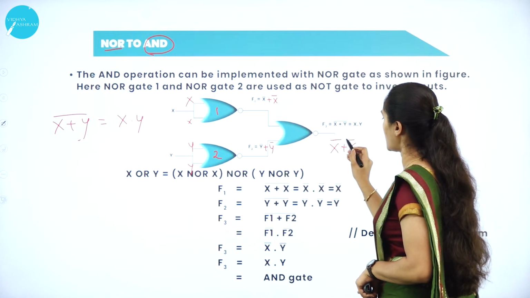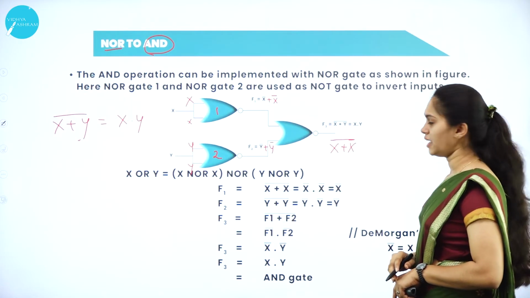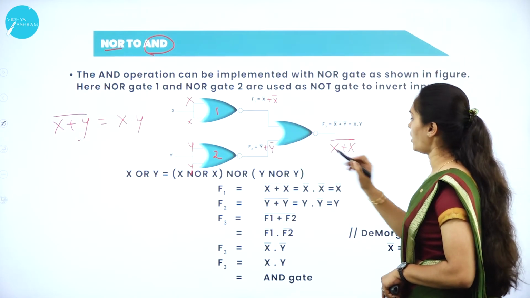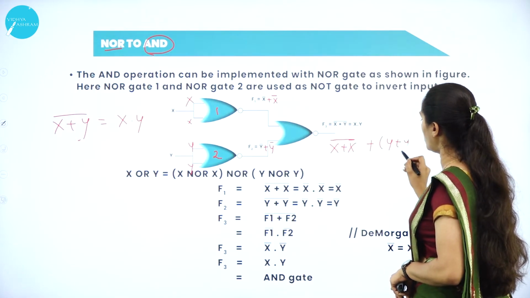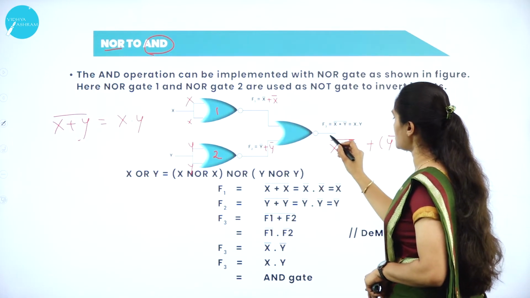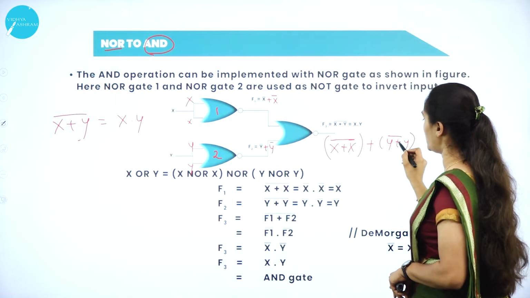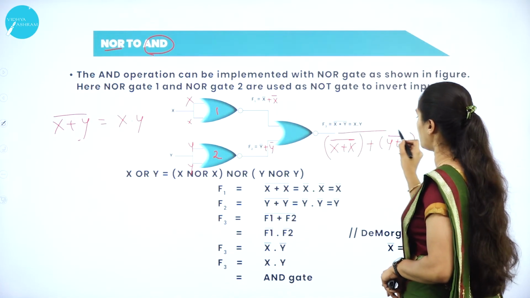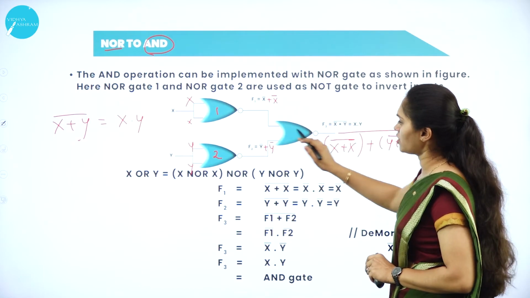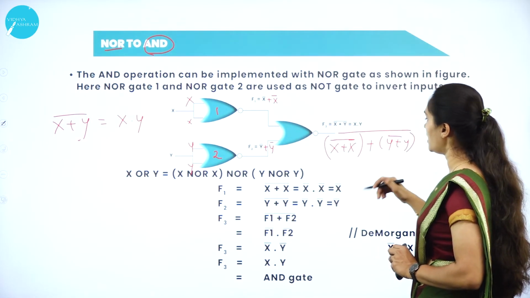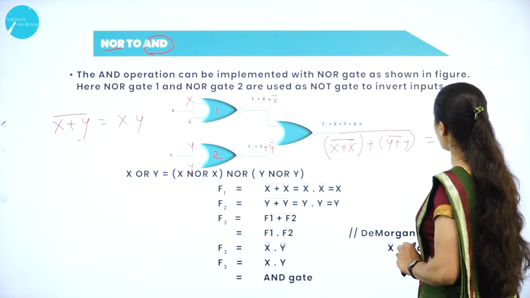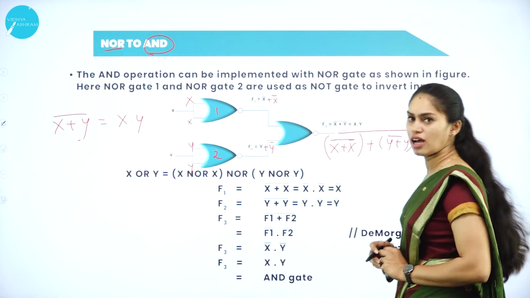So can I take it as x plus x whole bar? Yes. And we have one more input, that is y plus y whole bar. So this is one input, this is another input, and it will be whole complemented. Why? Because we are using a NOR operation. So it will be whole complemented. So at last I am supposed to get the x dot y as my output.